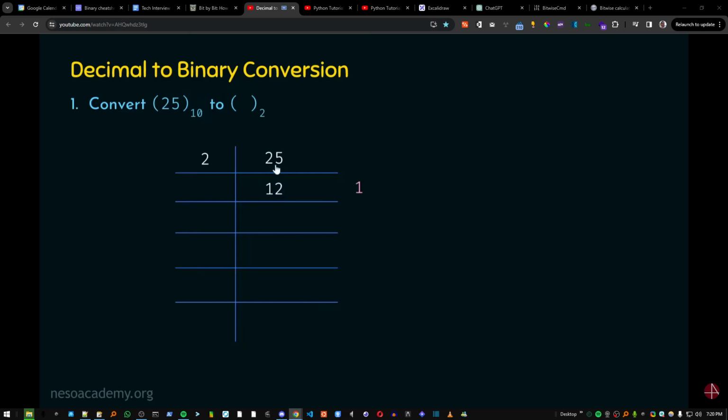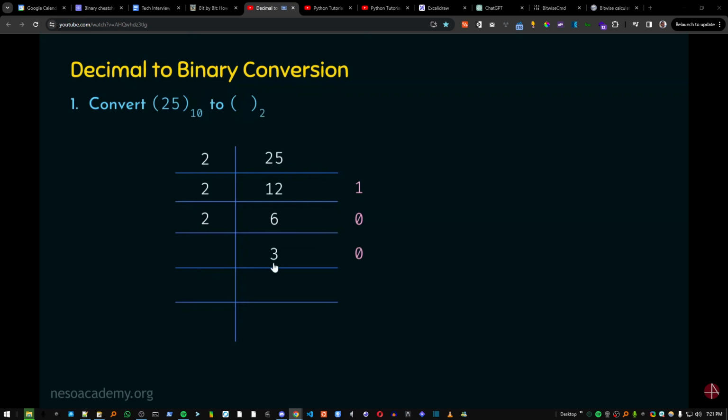Now, after dividing 25, we need to divide this number 12, the quotient, again by 2. We will get 6 as the quotient and 0 as the remainder. Now we need to divide this number 6 by 2. Again, we put 2 here, and as we divide this number by 2, we will get 3 as the quotient and 0 as the remainder.